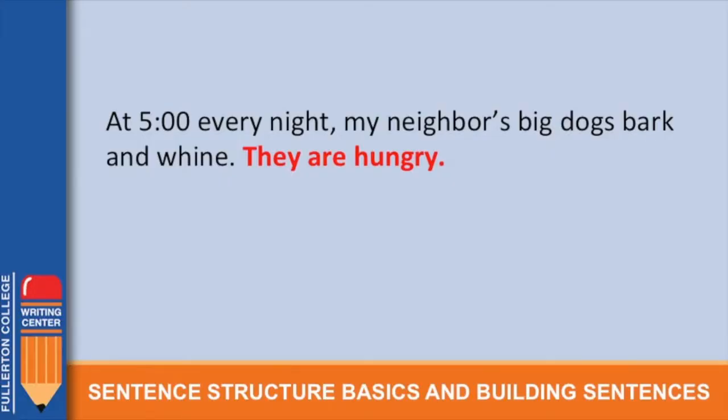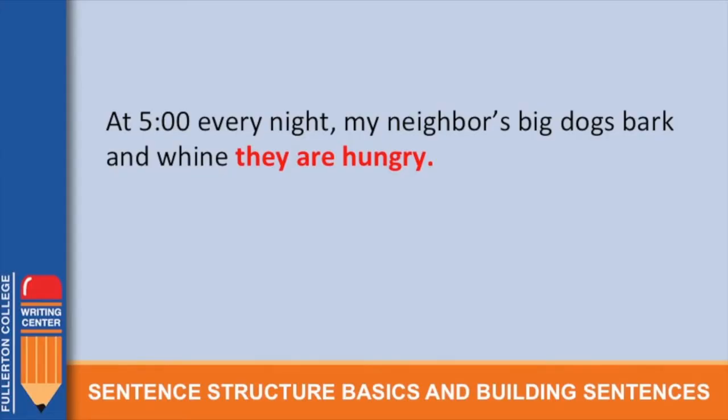At 5 o'clock every night, my neighbor's big dogs bark and whine. They are hungry. But it seems logical to connect this closely related information in the second sentence to the original sentence. Because these are two separate complete sentences, we cannot combine them without a conjunction. At 5 o'clock every night, my neighbor's big dogs bark and whine. They are hungry.